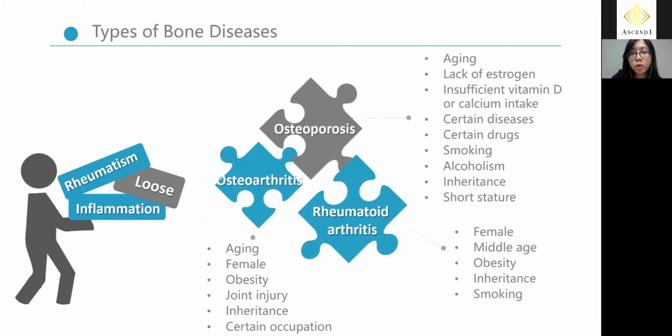So next, we will go through the factors that cause bone diseases. Actually, the factors for all bone diseases are quite similar. There are some similarities among the bone diseases in their factors, but some are special for each bone disease. So first, we will look at osteoarthritis. There are many factors that may increase the risk of osteoarthritis. For example, the risk can increase with age, and women are more likely to develop osteoarthritis, although the cause is still unclear.